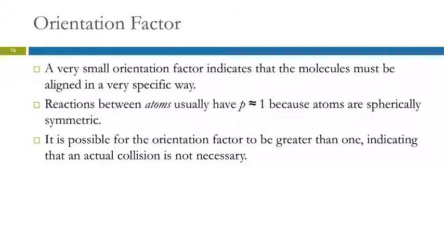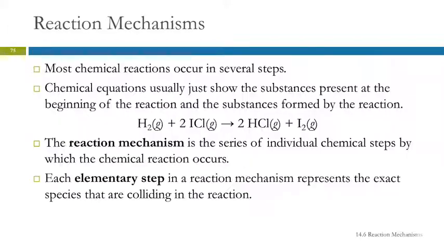Could you have an orientation factor that's larger than 1? No. You wouldn't think so, right? But this says it is possible. If the orientation factor is greater than 1, what that means is that you don't actually need a collision. It could happen without a collision. Okay? You're like, wait, what? It's not going to be a big deal.